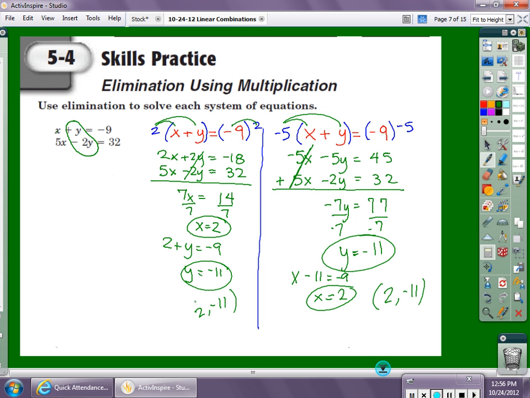So you don't have to do your problem two different ways every time. I was just showing you that half my class did it one way, half my class did it the other way, and they both got the same answer. Okay? Alright, let's look at some more.